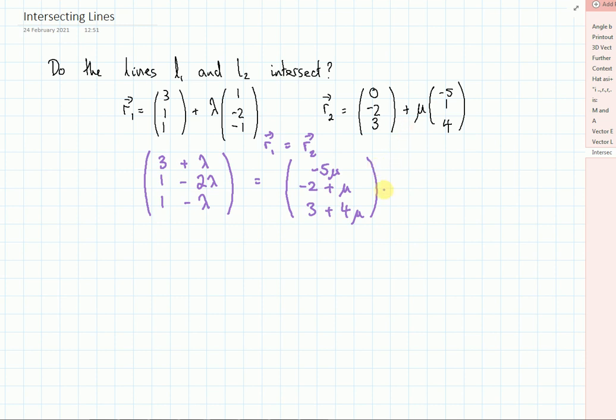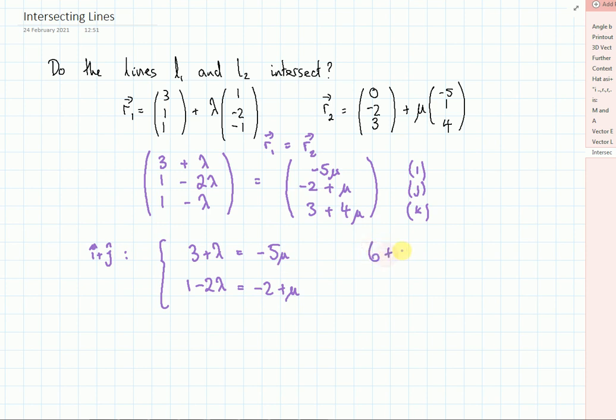So what we often do is quickly look at which pairs you think you can solve together. So we've got the I, the J and the K. And I'm going to solve I and J together. So I've got a pair of simultaneous equations: 3 plus lambda equals minus 5 mu, and 1 minus 2 lambda equals minus 2 plus mu. Solve them simultaneously. So is it worth multiplying? Let's double the first equation.